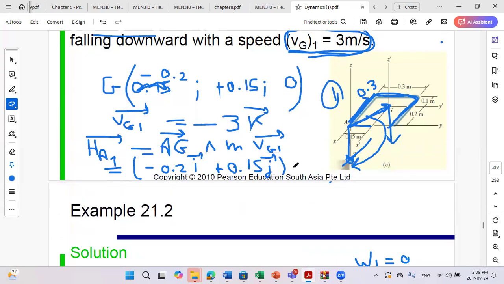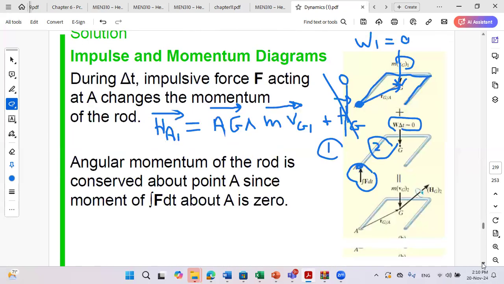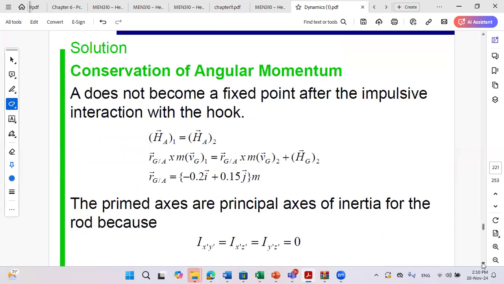And we do, so I will take M outside. It's a constant. Factorial minus 3K. Okay, so I just have to do expansion. We know that i vectorial k is minus j and j vectorial k is plus i. So we can get the angular momentum about A at state 1. Now, the second step is to evaluate the angular momentum at state 2.